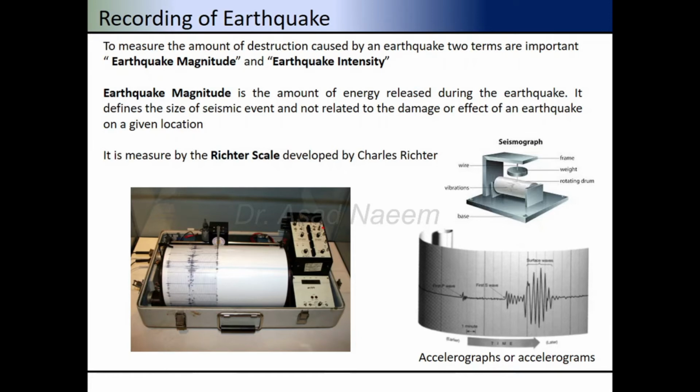The Richter scale is a logarithmic scale, which means a magnitude 5 Richter is 10 times greater than a magnitude 4. The instrument used to record an earthquake is called a seismograph. These are different seismographs which are used to record an earthquake and create a graph which is called an accelerogram. This shows the amount of energy released by an earthquake.